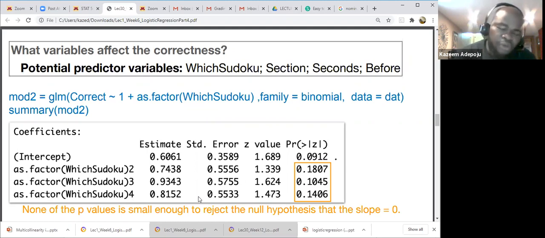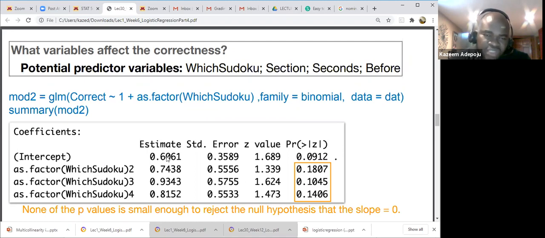Okay, but right now, I want to extend the tentacle of analysis of my investigation to which Sudoku game as a predictor. Don't forget, we have 4 levels of which Sudoku game. Because of that, we're actually going to get 3 dummies. The first Sudoku game is going to be treated as a point of reference. That is the reason why you are always seeing 3 right here.